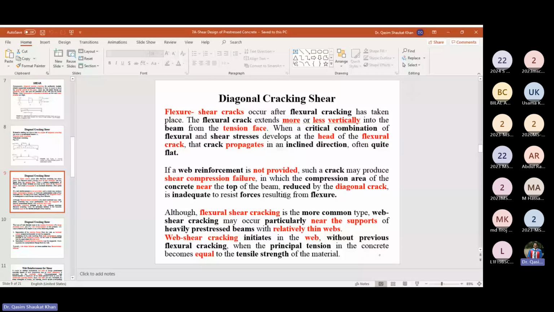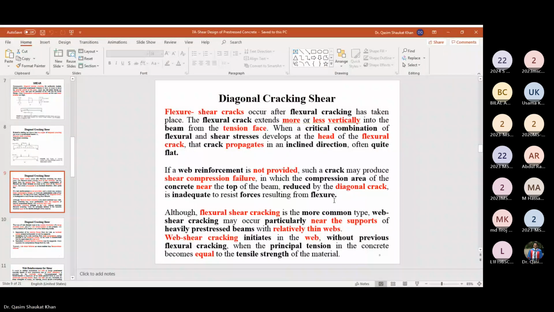Is this point clear? The point is that as the flexure crack propagates, the neutral axis will move upwards. As the neutral axis moves upwards, the compression region at the top will reduce. The compression force remains the same, large. So when the larger force is divided over the smaller area, the compressive stress will become large, and there is a possibility of compression failure.